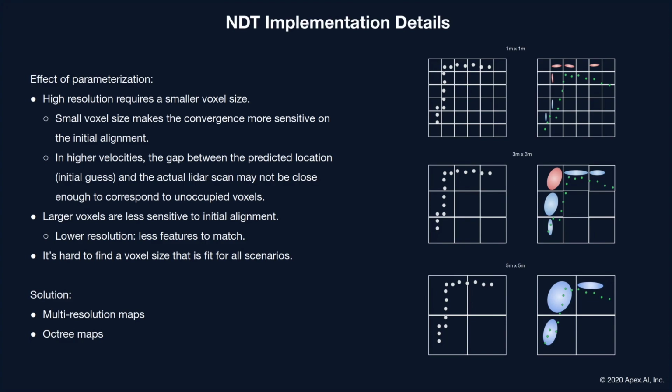On the contrary, if the voxel size is too large, as we see in the bottom image, although a larger drift in the initial alignment is tolerated by the large voxels, resolution of the map is damaged to the point of losing important features of the original map. Hence, selecting the right voxel size requires finding the optimal trade-off as we see in the middle image. There are several approaches that can tackle the limitation mentioned here, such as multi-resolution maps and octree maps.